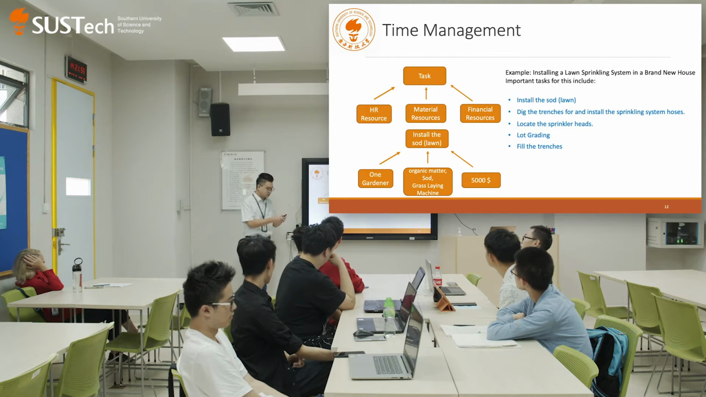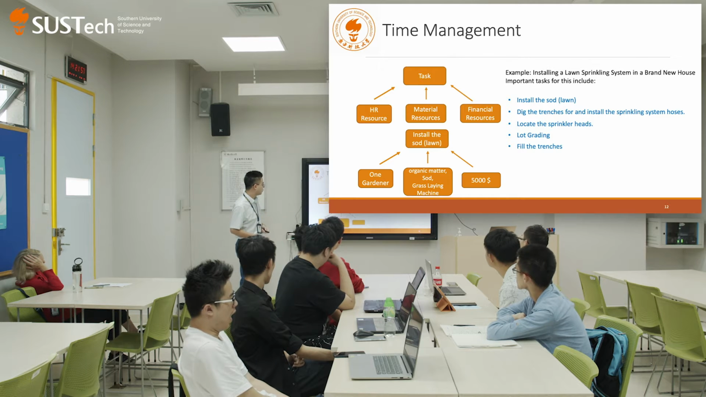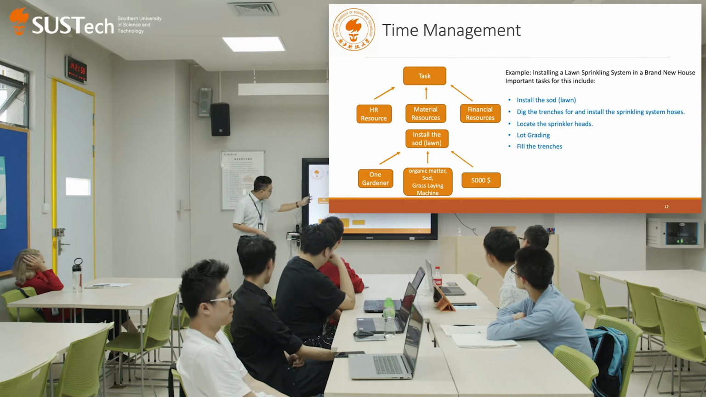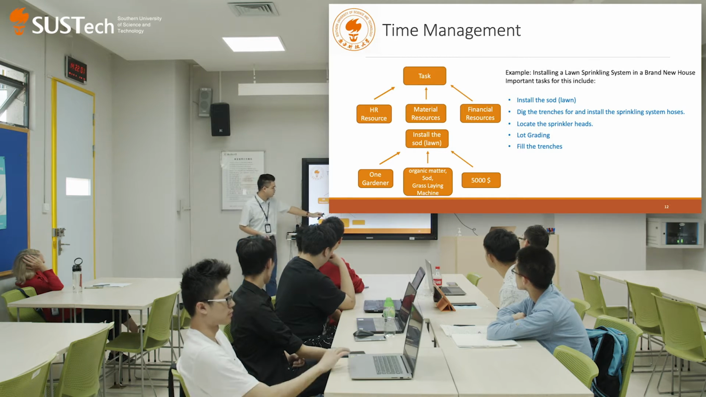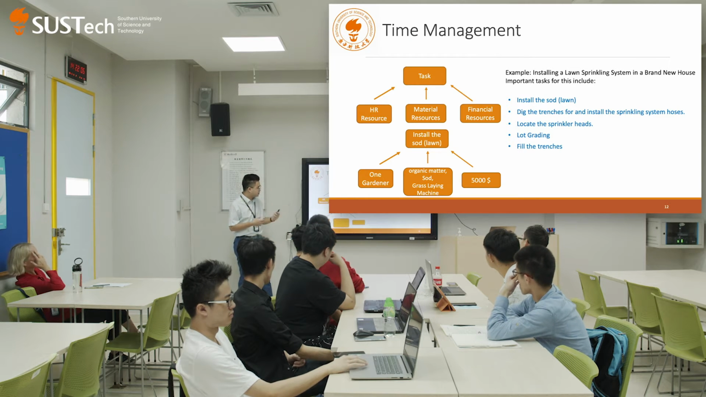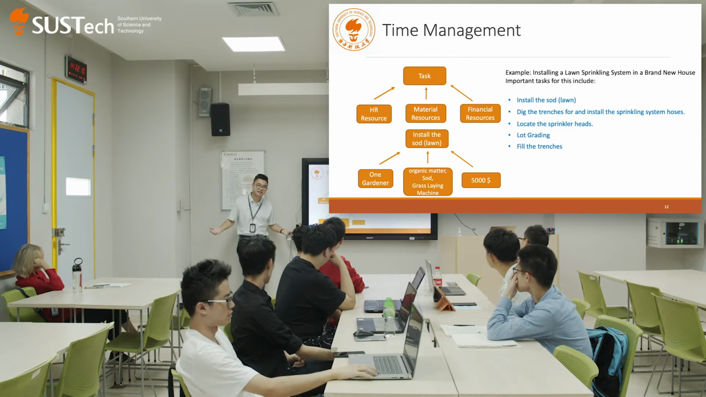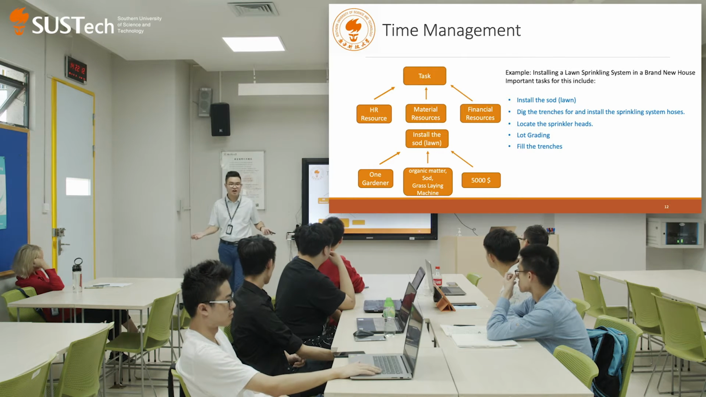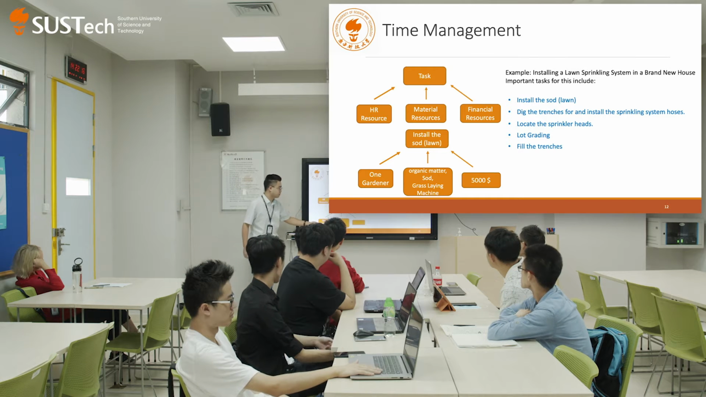So let's take the install the sod task, for example. What would be the human resources needed in order to accomplish this task? If I need to install the sod, I need to hire a gardener. I need to hire one gardener. And that will be the human resources to accomplish this task.